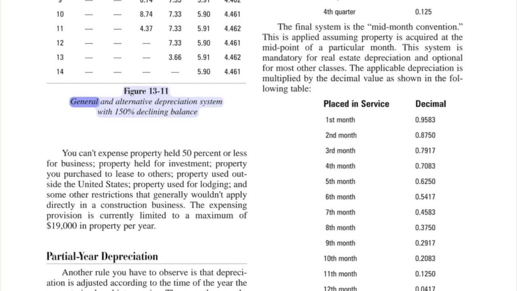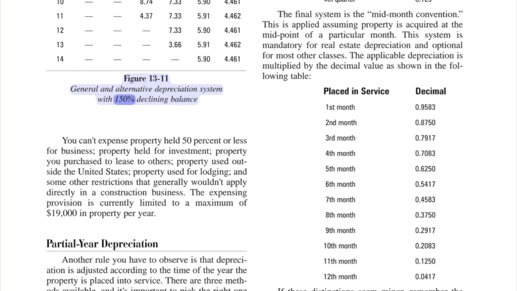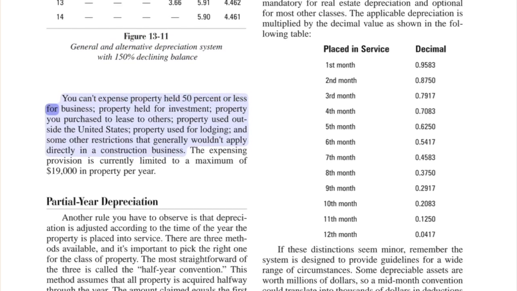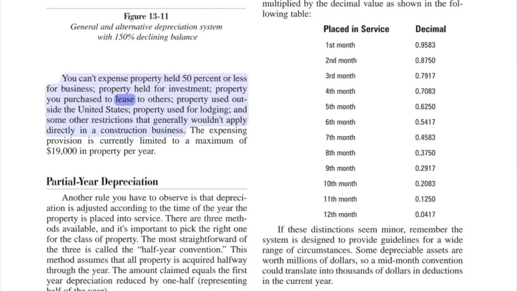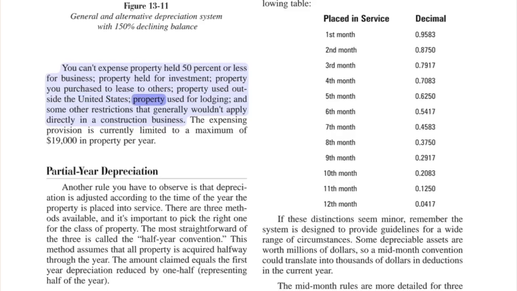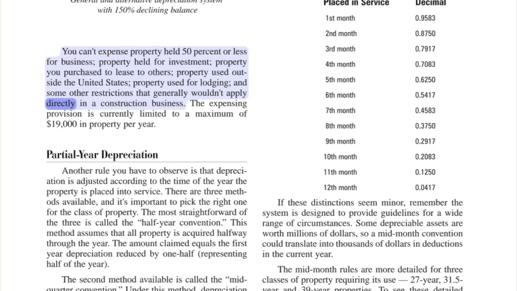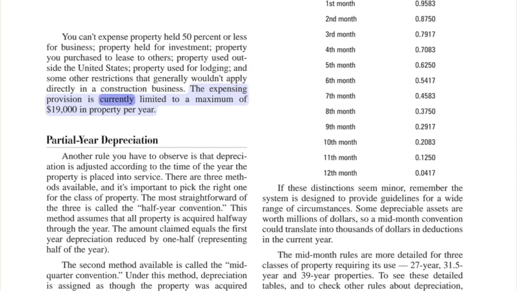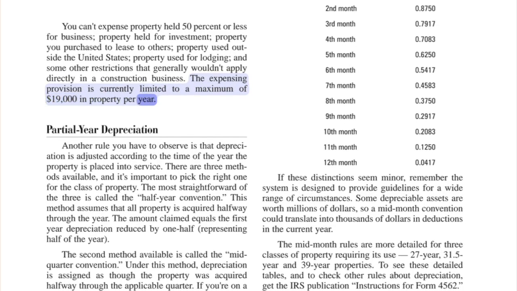Figure 13-11 General and alternative depreciation system with 150% declining balance. You can't expense property held 50% or less for business, property held for investment, property you purchased to lease to others, property used outside the United States, property used for lodging, and some other restrictions that generally wouldn't apply directly in a construction business. The expensing provision is currently limited to a maximum of $19,000 in property per year.